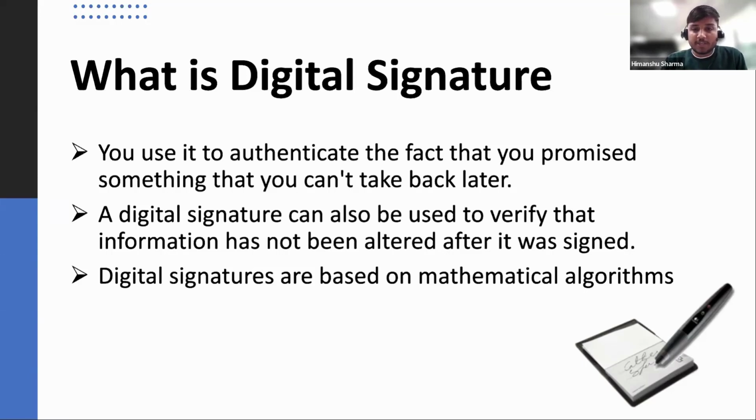Digital signatures are based on mathematical algorithms. They require the signature holder to have two keys. The first one is a verification key, and the second one is a signer key.